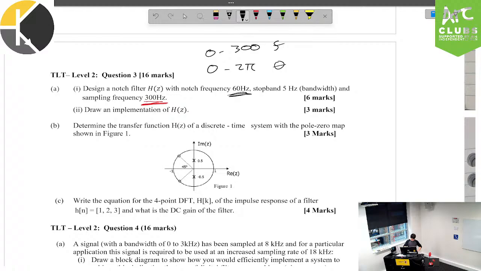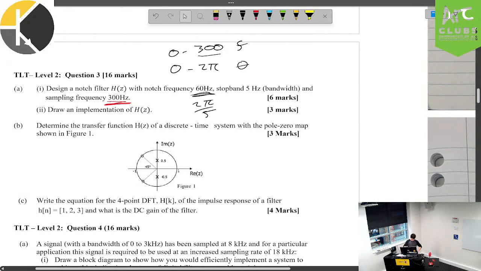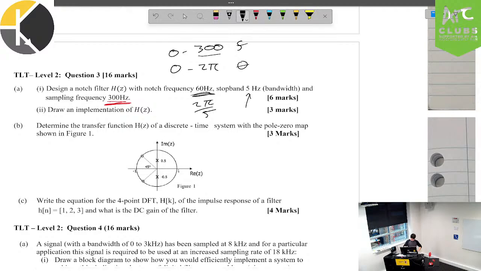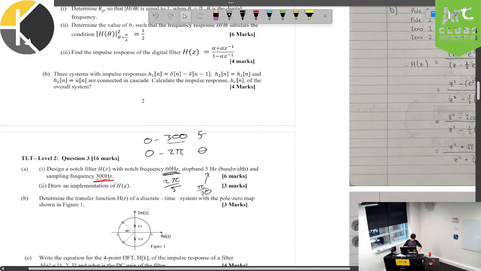Notch frequency of 60 Hertz is a fifth of this guy. So you think, okay, 2 pi on 5. Fantastic. A stop band of 5 Hertz, well, that is going to be equal to a sixtieth of your bandwidth, and so you get pi on 30. Okay, so that's just us converting into digital frequency.